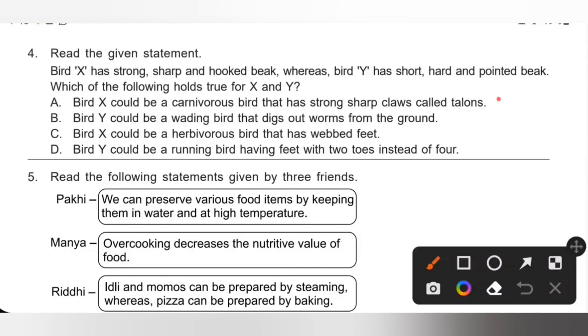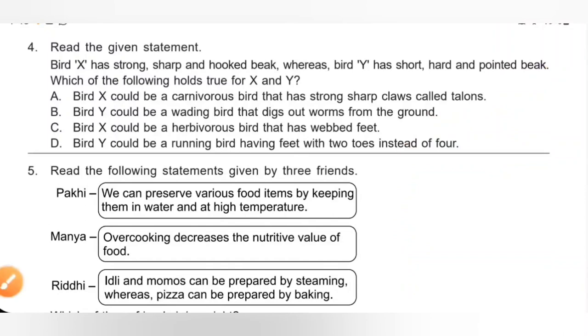B, bird Y could be wading bird. No, bird Y is a perching bird. C, bird X could be herbivorous. It is also incorrect. D, bird Y could be running bird. It is also incorrect. So option A is the correct answer.